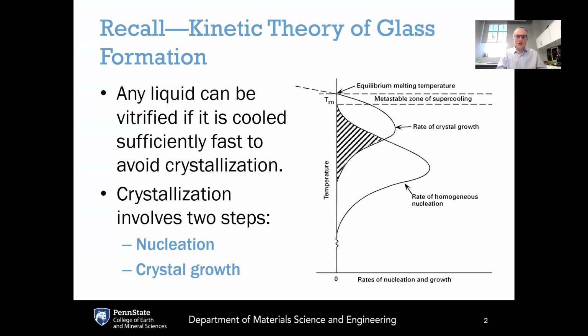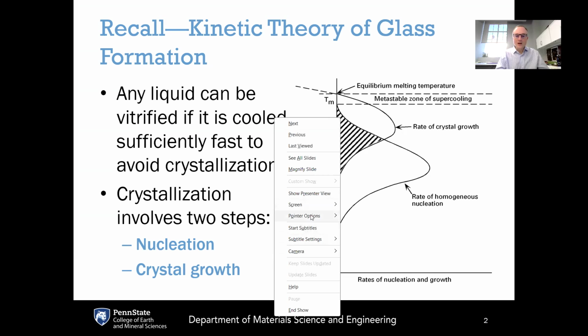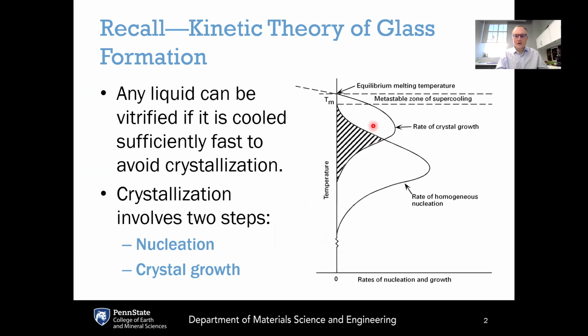First thing is to recall from 2 lectures ago, back at the end of Chapter 3, we were covering the kinetic theory of glass formation. Remember that this kinetic theory of glass formation states that any liquid can form into the glassy state, provided that you cool it fast enough to avoid crystallization. And we studied this in terms of classical nucleation theory. With classical nucleation theory, we developed this rate of homogeneous nucleation.